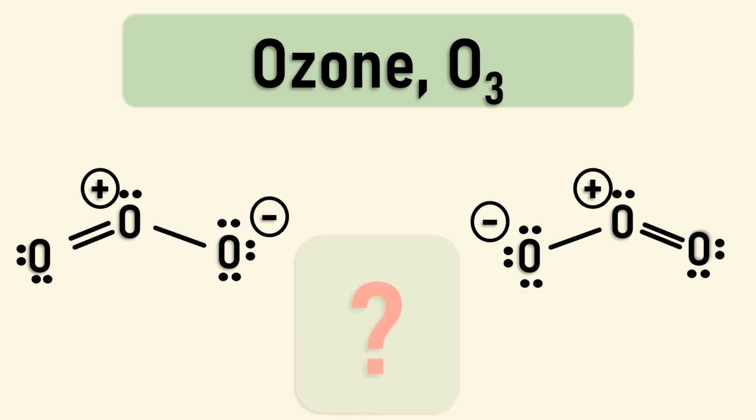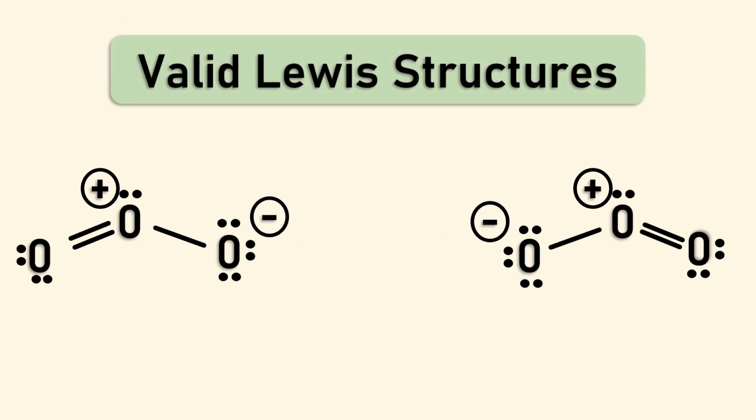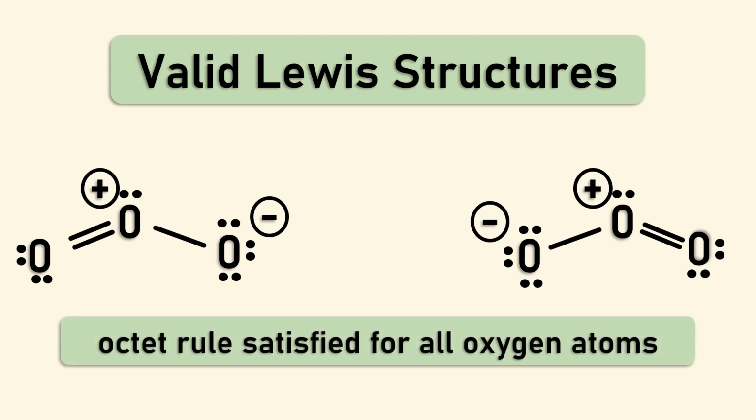The opposite is true in the molecule on the right. Then the obvious question arises. Which is the correct way to draw the Lewis structure for ozone? The answer may not be what you expect. Both are called valid Lewis structures for ozone. Notice how the octet rule is satisfied for all oxygens. These are called resonance structures.